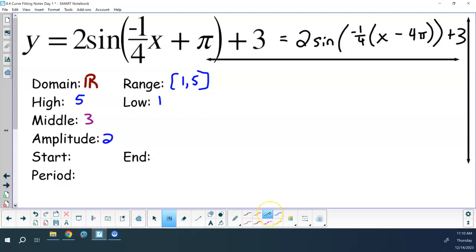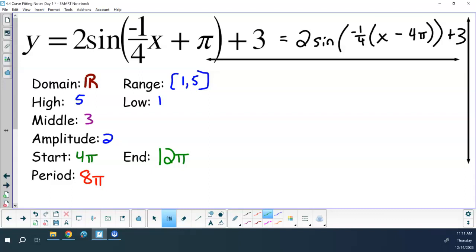Where would your start be? At 4 pi. What is your period? 8 pi? So where would you end? If you start at 4 pi, takes you 8 pi to get through, where would you end? 12 pi. Okay?